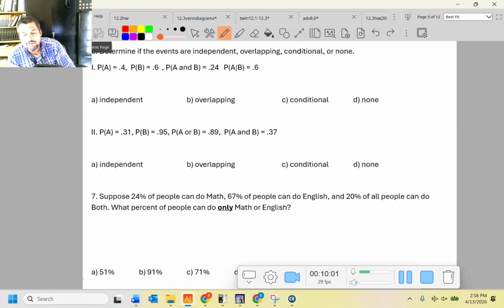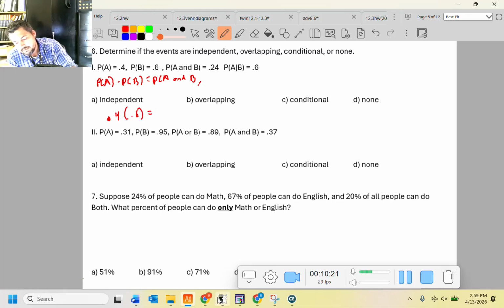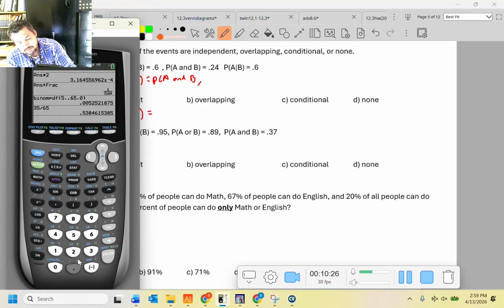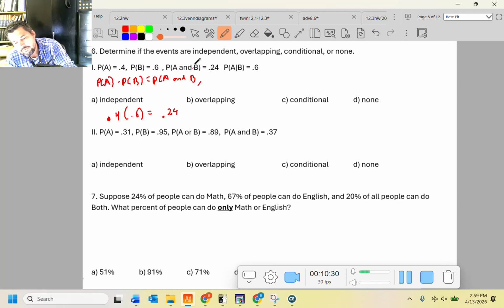53.85. Determine if the events are independent, overlapping, conditional, or none. So you're supposed to look at your formula sheet. Your formula sheet says under independent that the probability of A times the probability of B is supposed to equal the probability of A and B. And by golly, gee wow, guess what 0.4 times 0.6 is? I don't know why kids struggle with this so much. You're like the same kid who can't do area of a circle if I gave you the diameter. It's 0.24, independent. All right.